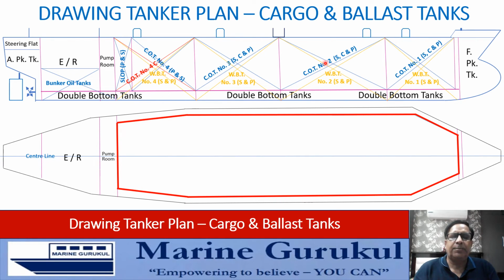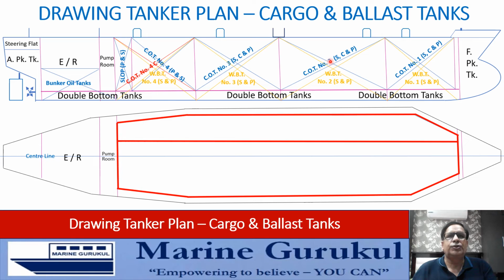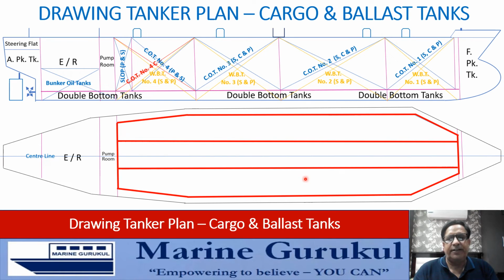Now, if you remember in the profile view in this tanker, we said the cargo space is divided into port, starboard, and center by two longitudinal bulkheads. So here we have the two longitudinal bulkheads dividing the space into two wing tanks and one center tank. And these are then divided by transverse bulkheads into number 1, 2, 3, and 4 tanks. So we can see these tanks having been divided.